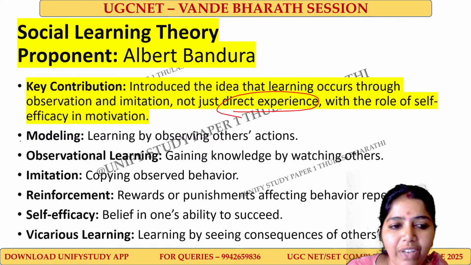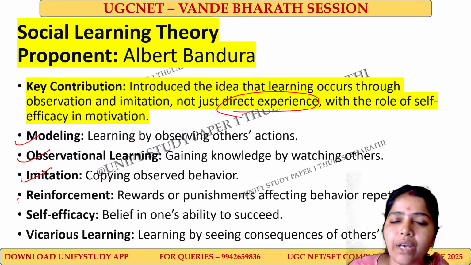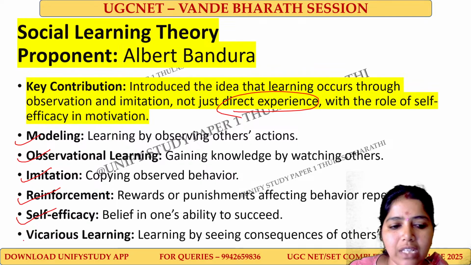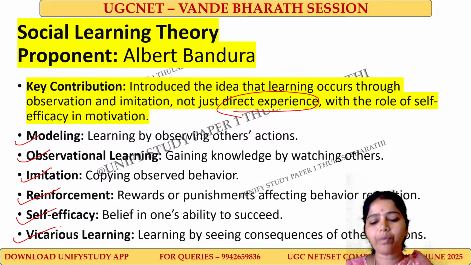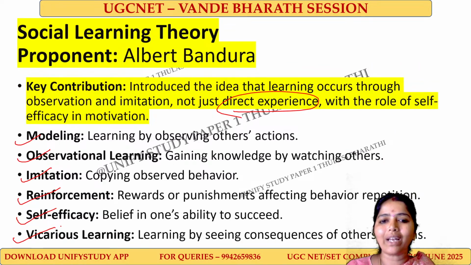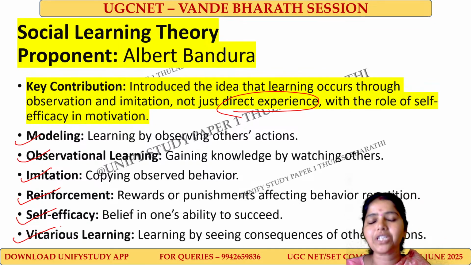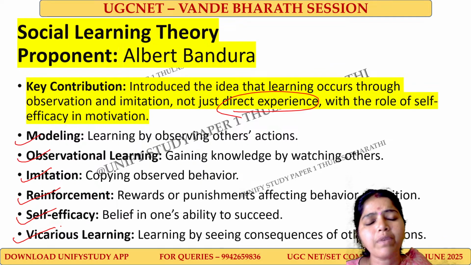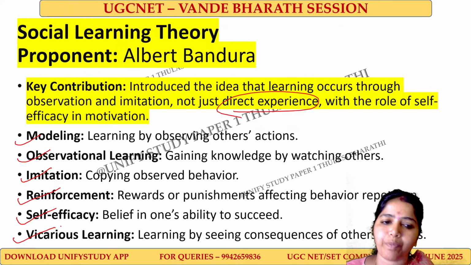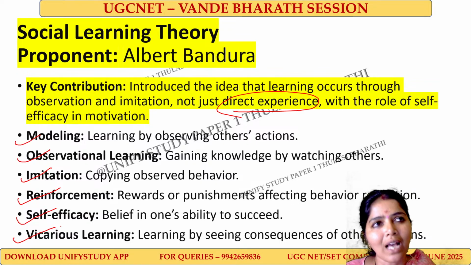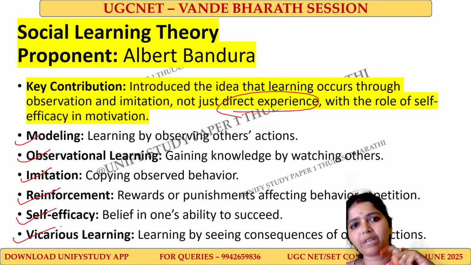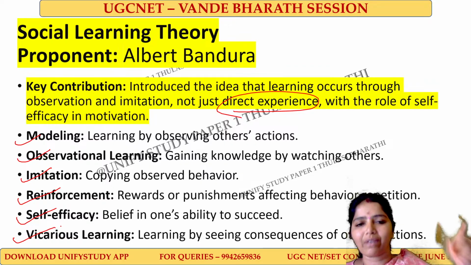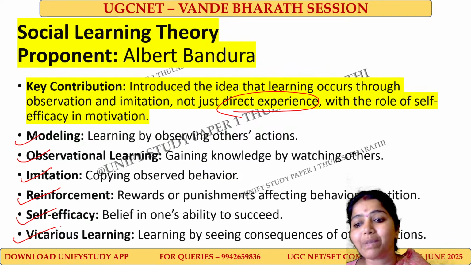Here we have terms called modeling, observational learning, imitation, reinforcement, self-efficacy, and vicarious learning. What do you mean by modeling here? Modeling means I look at people, observe, and through their actions I learn something. Observational learning means, again the same idea, gaining knowledge by watching other people. Imitation means observing and replicating on my side. I am copying their behavior and doing it, and that is called imitation.